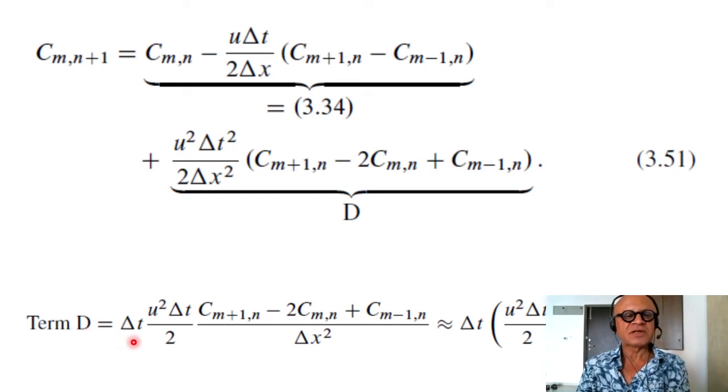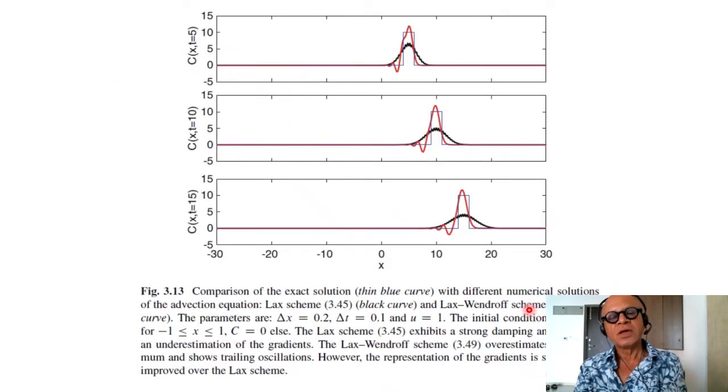So term D here is again written as Δt times u squared Δt over 2 times the central difference of the second order derivative, d squared c over dx squared. So approximately that's Δt times u squared Δt over 2. The diffusion term is now directly proportional to Δt. So the larger the time step, the larger the diffusion. If you reduce it, then you get smaller diffusion. So you have improved the solution. You still need to satisfy the CFL criterion for stability.